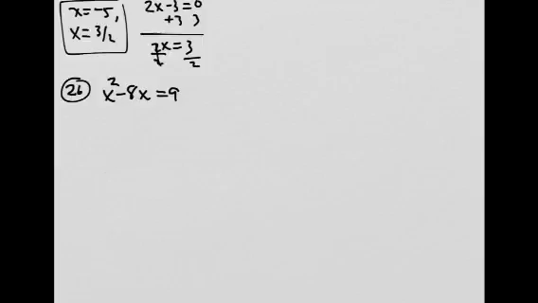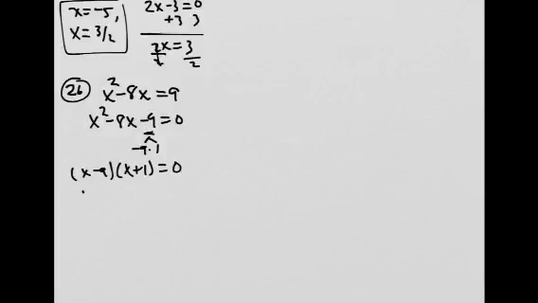Okay, so find the roots, we're going to move the 9 over. And then factor. Because the a value right here is 1, it makes it a little bit easier, less work. So factors of -9 that add up to -8 are -9 and 1. So I could just write x minus 9, x plus 1, and that works. So then x is 9 or -1.